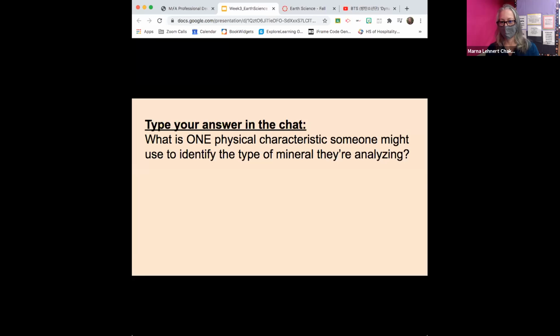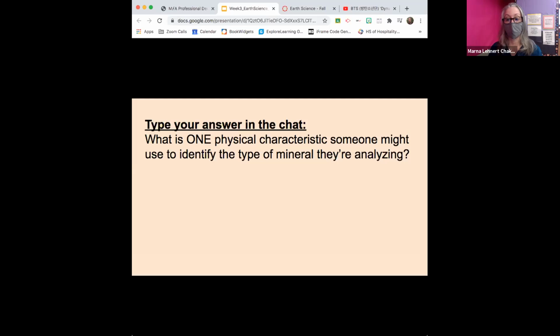Very good. I'm seeing a lot of characteristics, things that a mineral has to be in order to be called a mineral. So it has to be a solid, it has to be naturally occurring, it has to be inorganic, meaning it's not alive, right? Those are excellent things. It has to have a specific chemical formula. Nice.